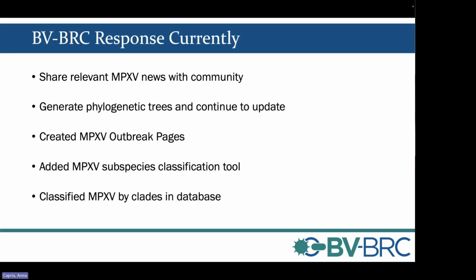So our response is pretty similar to our H5N1 response, in that we're sharing relevant news with the community, generating phylogenetic trees that we continue to update, creating the outbreak pages. And we also added the MPXV subspecies classification tool to the BV-BRC, so that when you're under tools and services, you can now classify any of your MPXV sequences using that tool. And all of the data in the BV-BRC is now classified by clade. So we will look at that when we're looking at the data.